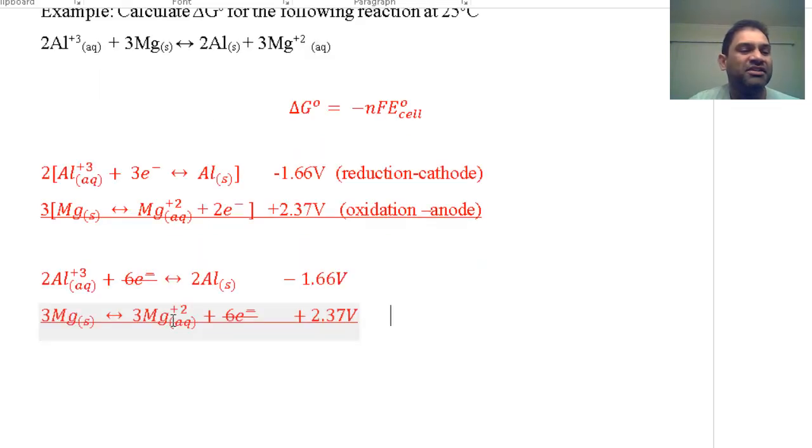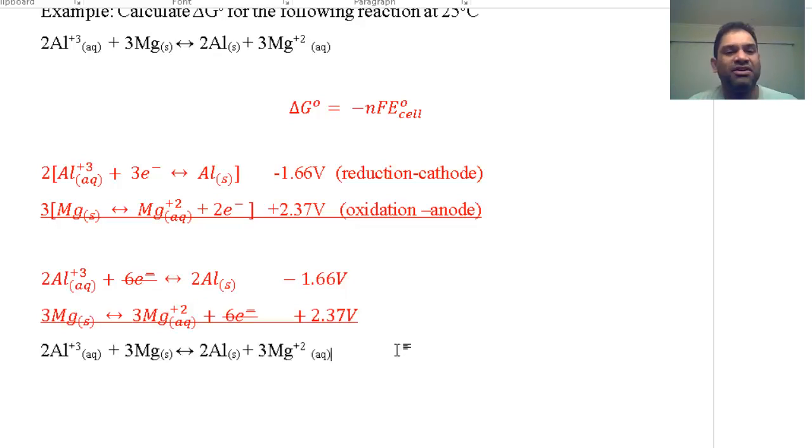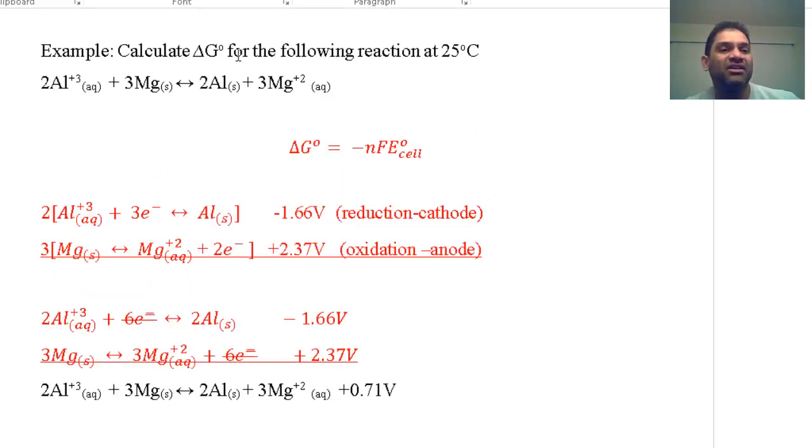So our final reaction is going to be 2Al plus 3 plus 3Mg solid goes to 2Al solid plus 3Mg plus 2 aqueous. The voltage associated with that will be 2.37 minus 1.66, positive 0.71 volts. That means this is a reaction that favors the formation of the products, Al solid and Mg plus 2. This should be a battery that's good to go. And now the problem asks us to calculate delta G at standard state. We got all these voltages from our standard state reduction table, so let's go ahead and plug everything in.